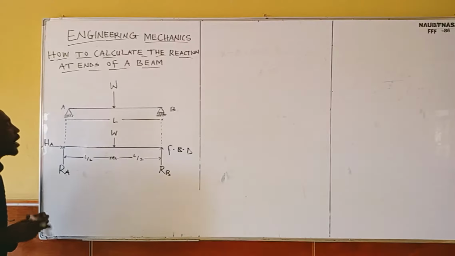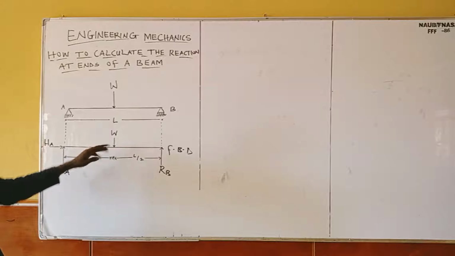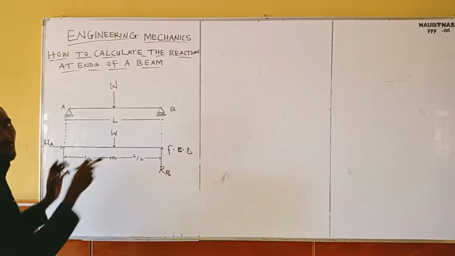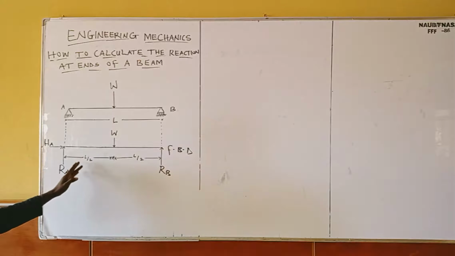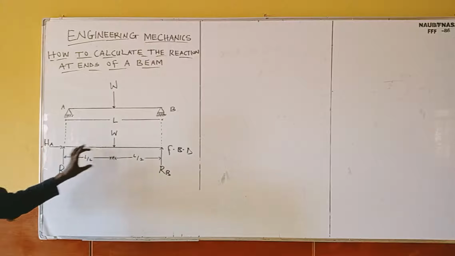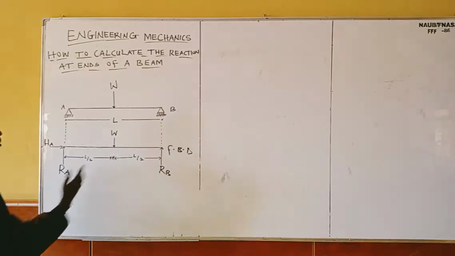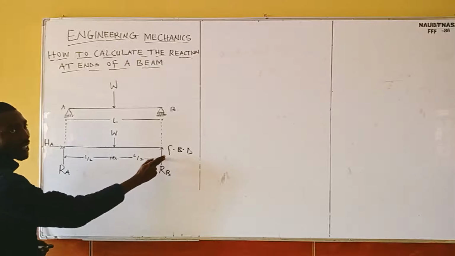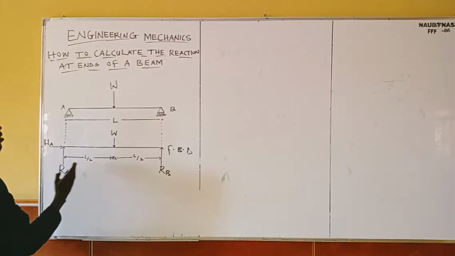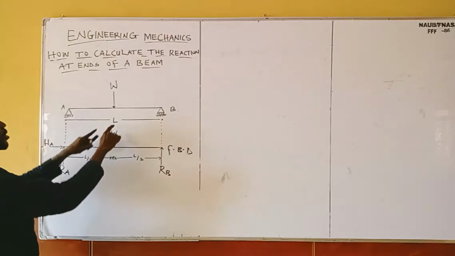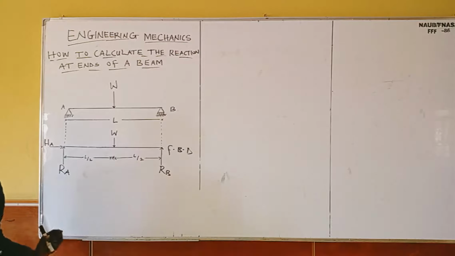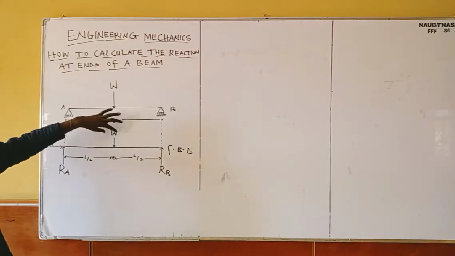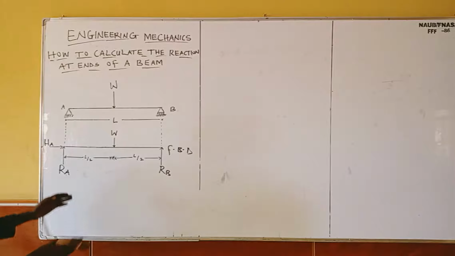If you look at this weight, it's acting at the center of the beam. That is why the length is divided into half: L over 2, L over 2. From this point to this point is L over 2, and from this point to this point is L over 2. L over 2 plus L over 2 gives us L, because this weight is acting at the center of the beam.